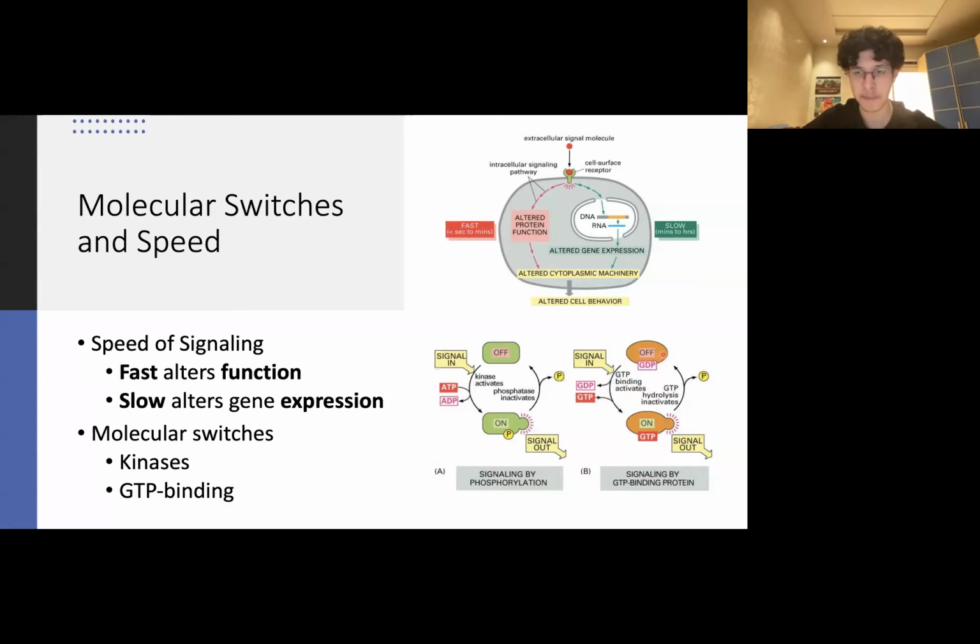All right, so let's just recap. The G binding protein is off because it has GDP bound to it. When it gets the signal to turn on, GDP is released and GTP comes in its place. When GTP comes, it will activate the protein and it sends a signal out. When we want to turn this off, we will hydrolyze the GTP. Does that make sense?